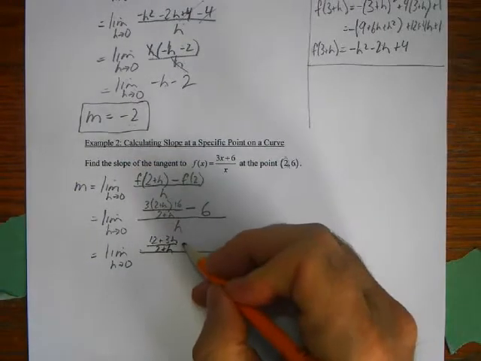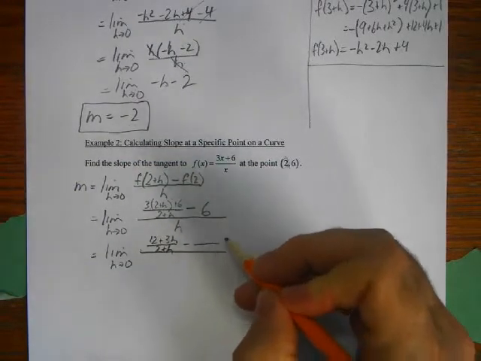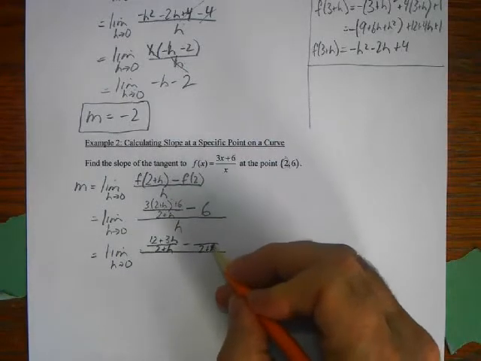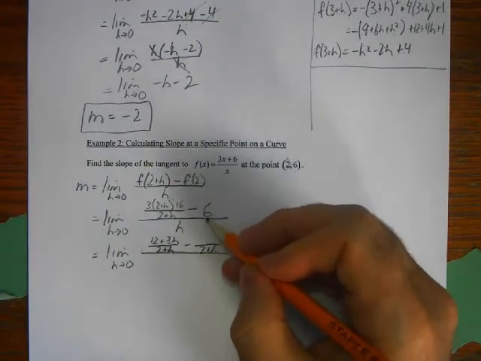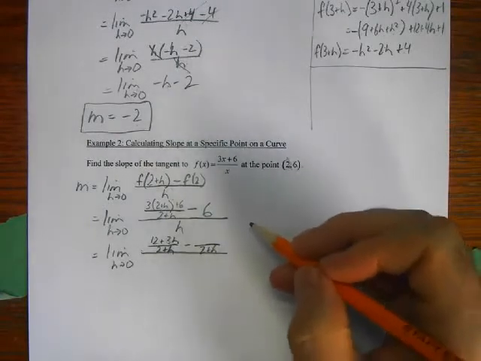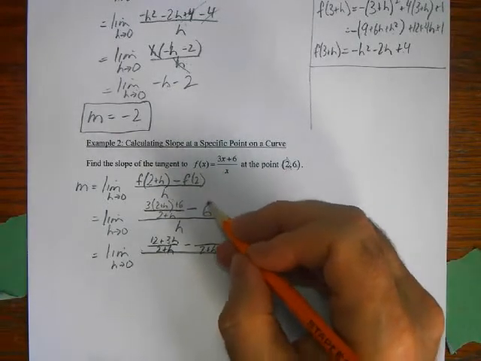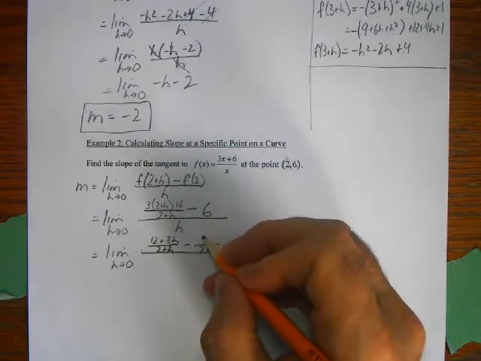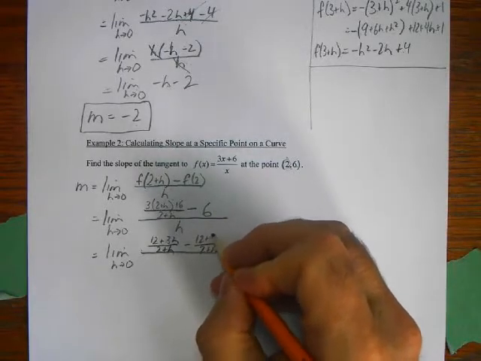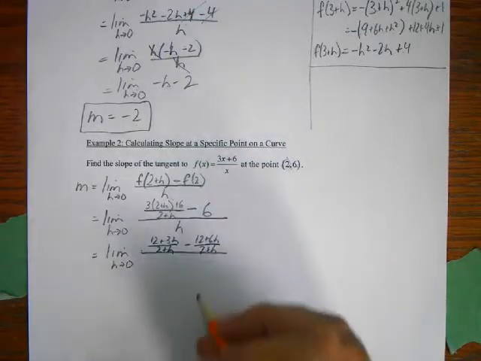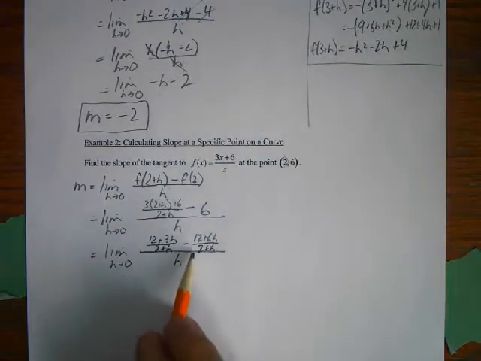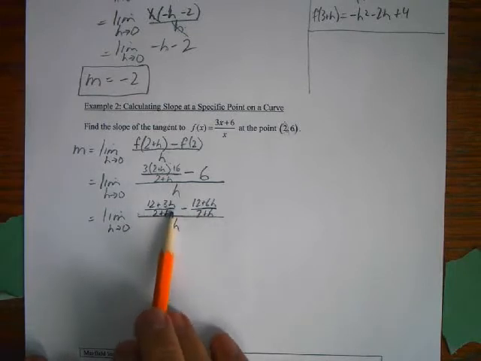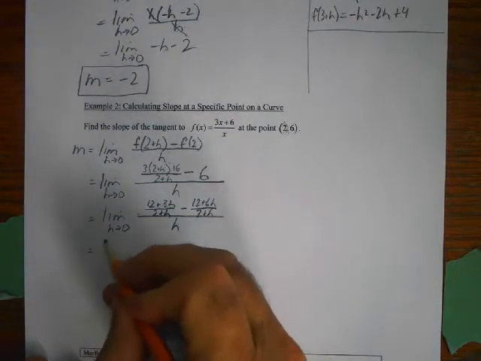Okay, now the 6 here, let's change that now. We want that to be over 2 plus h, so this is like 6 over 1, so we multiply by 2 plus h top and bottom. So when we multiply the 6, which is on the top, by 2 plus h, we get 12 plus 6h. And again, it's all over h. So now you can see we've got a rational expression. We can combine them now, so let's do that.